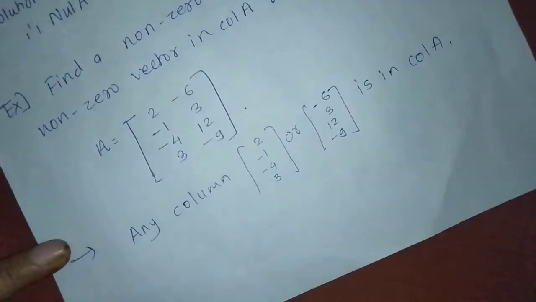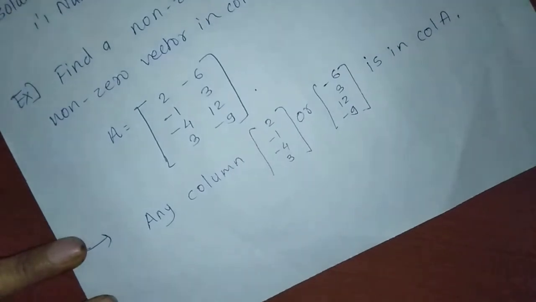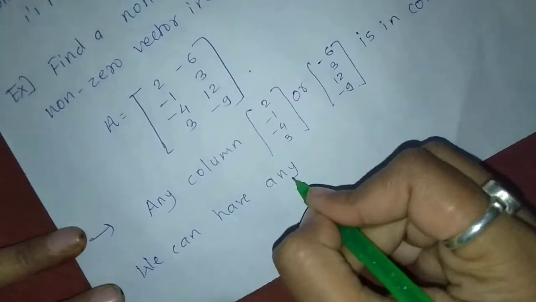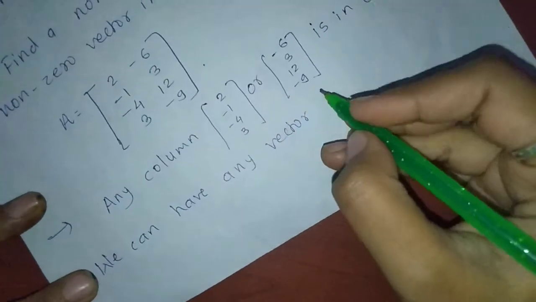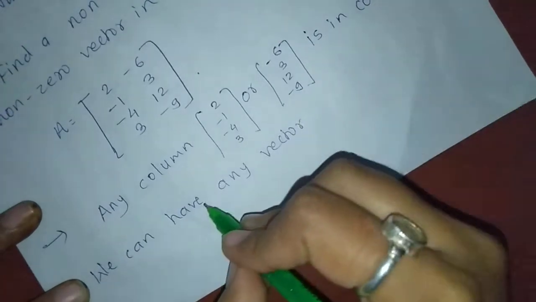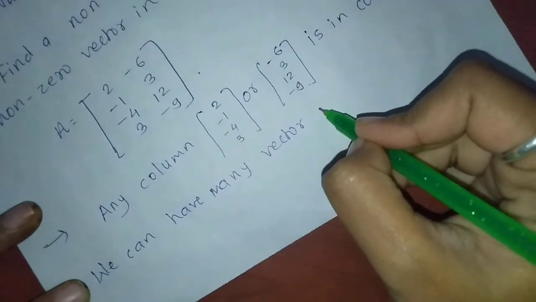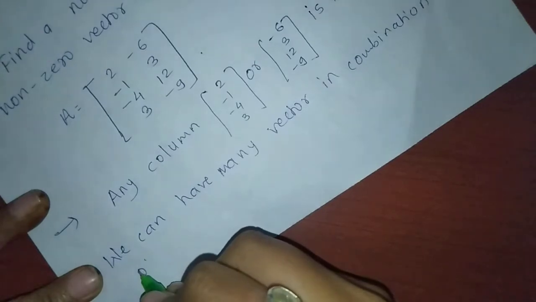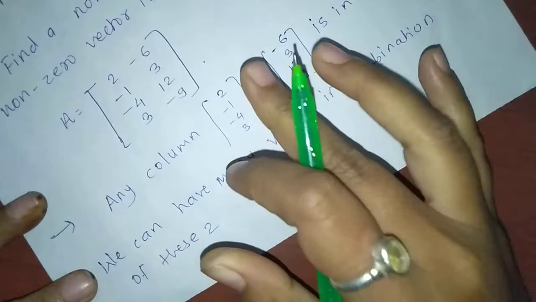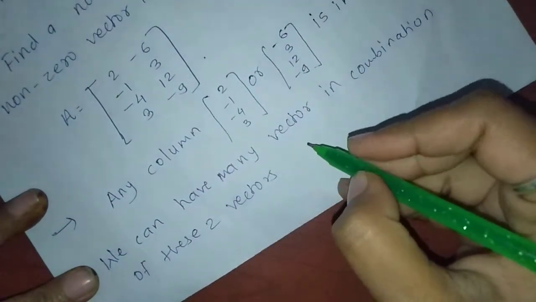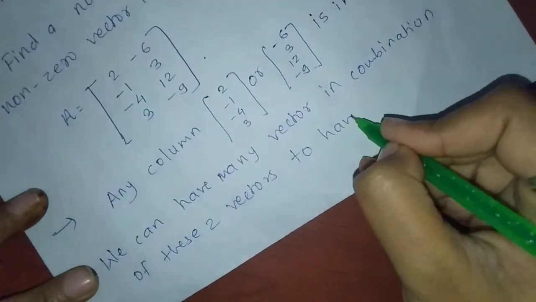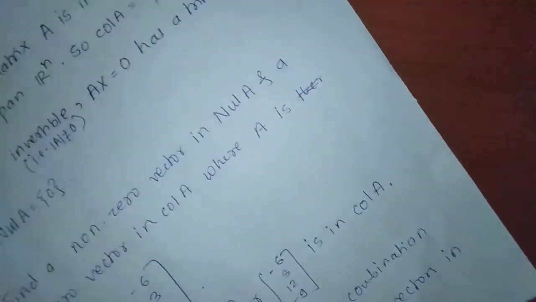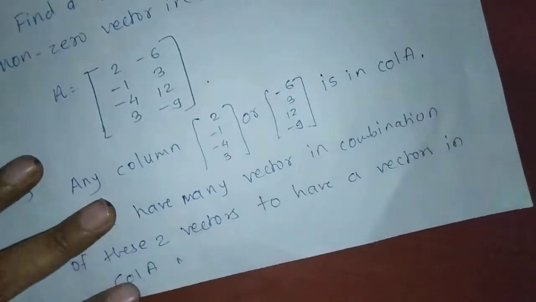We can take many combinations of these two vectors to get a vector in the column space of A. Now we have a non-zero vector in the column space of A.